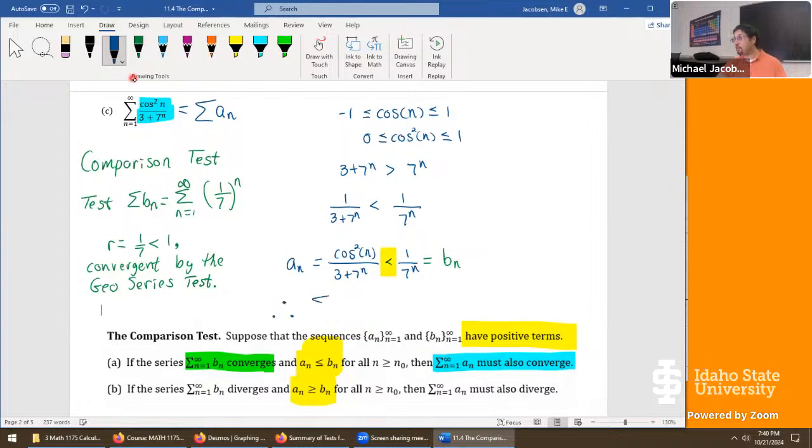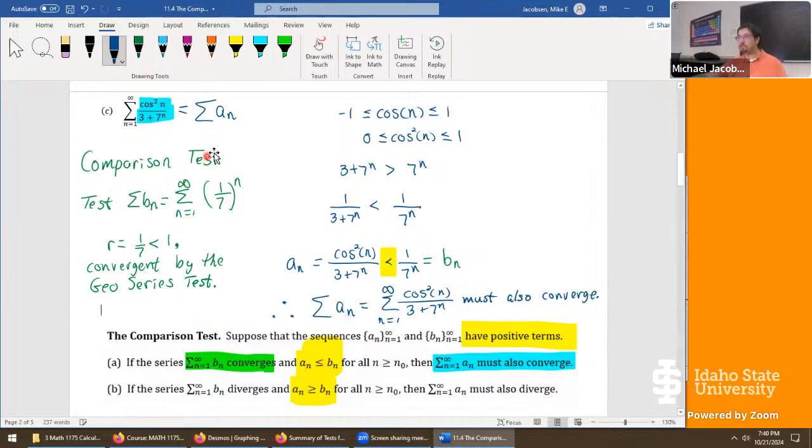We'll say, therefore, summation an. That's okay if you just leave it like that because it's defined. But I usually in the notes like to be specific, so let me just write it out. Summation from 1 to infinity of cosine squared n over 3 plus 7 to the power of n must also converge.